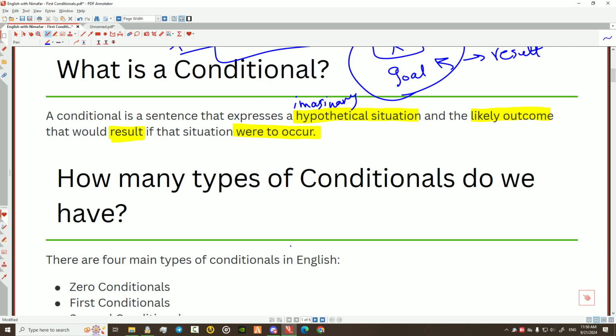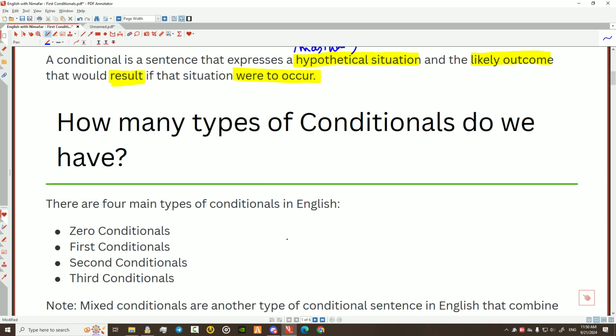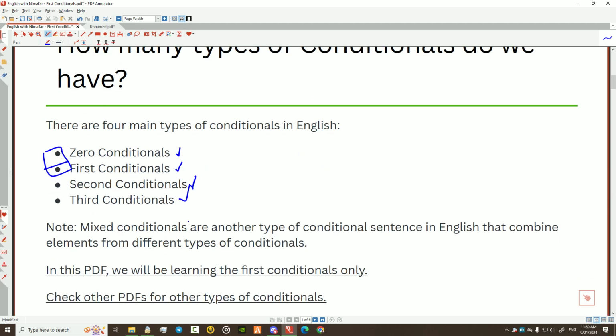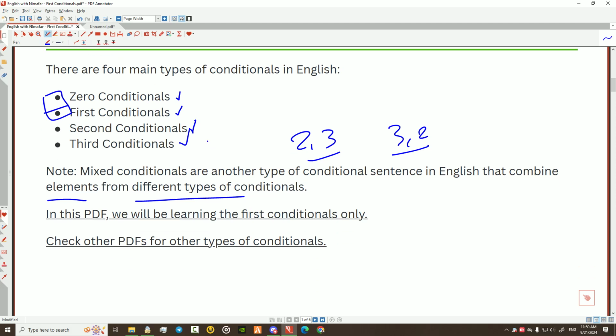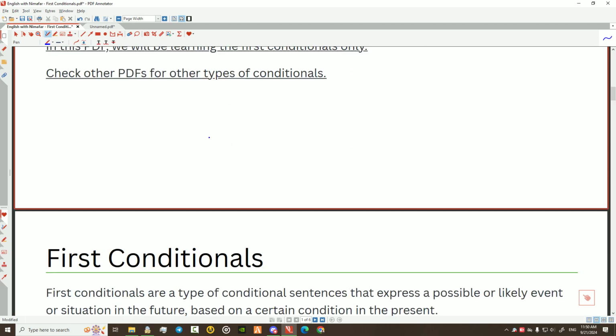Okay, very good. So there are four main types of conditional sentences. We have zero, we have first, this is our topic today, these two normally. Second and third, also we have mixed conditionals. There is another type of conditional sentences that combine elements from different types of conditionals, meaning 2, 3, or 3, 2 respectively, in order. So these are the types of conditionals we have in English, or maybe other languages. But first conditionals, okay.